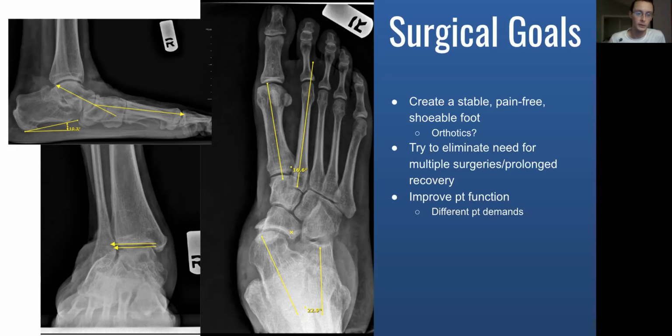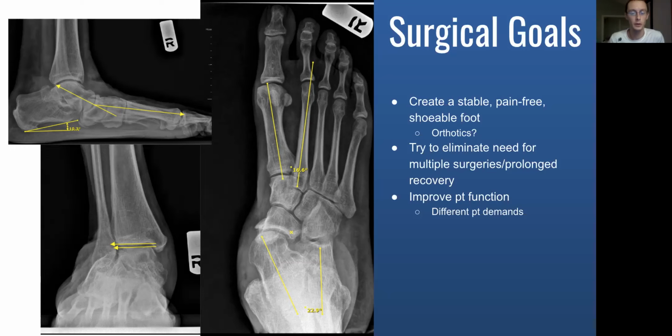One of the main surgical goals we also try to aim for is to eliminate the need for multiple surgeries and a protracted recovery. In some cases, we're sabotaged by what we're working with. So sometimes, if you're trying to make chicken soup from chicken poop, you sometimes have to go back to the OR and live to fight another day, where you go back and do more work in a staged procedure. That's not uncommon.